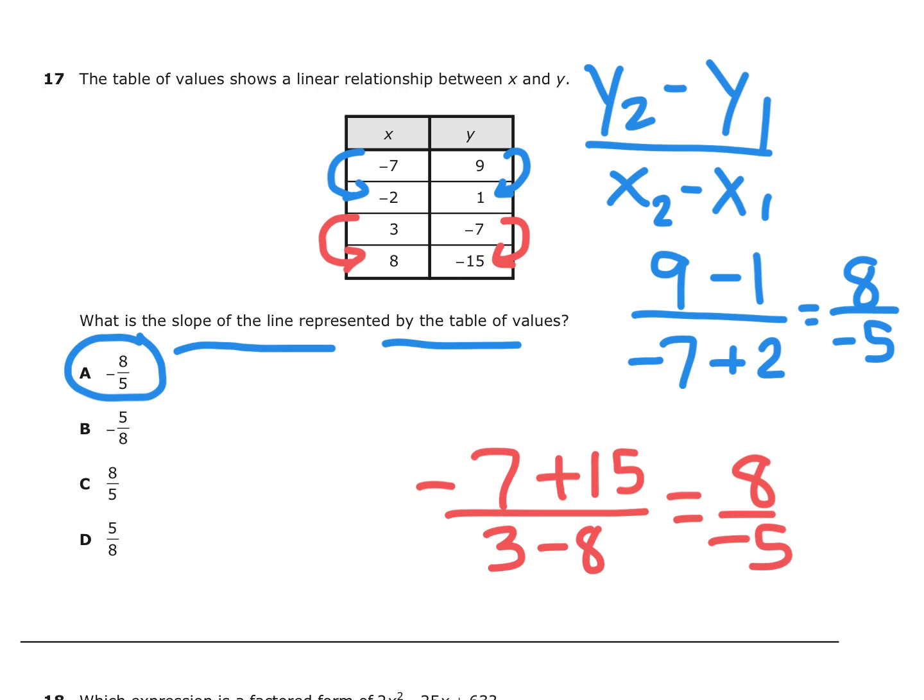So these aren't the only ways. There's other ways to do it, but it's a good way that you can check this different ways. So the answer for number 17 was A, negative 8 over 5.